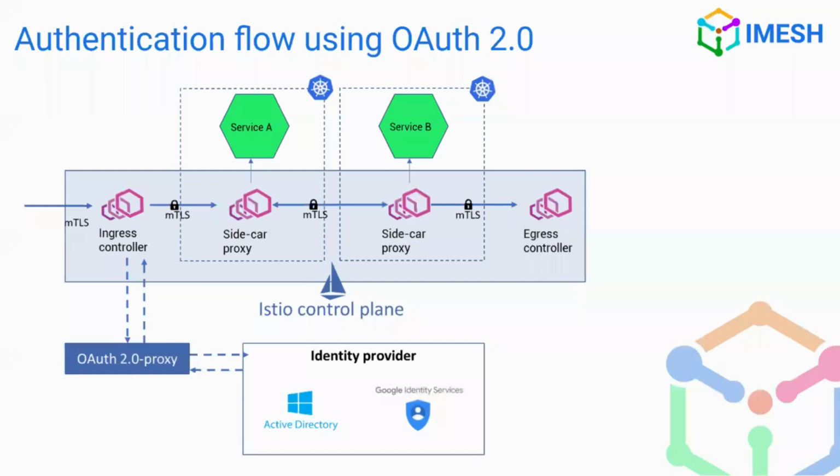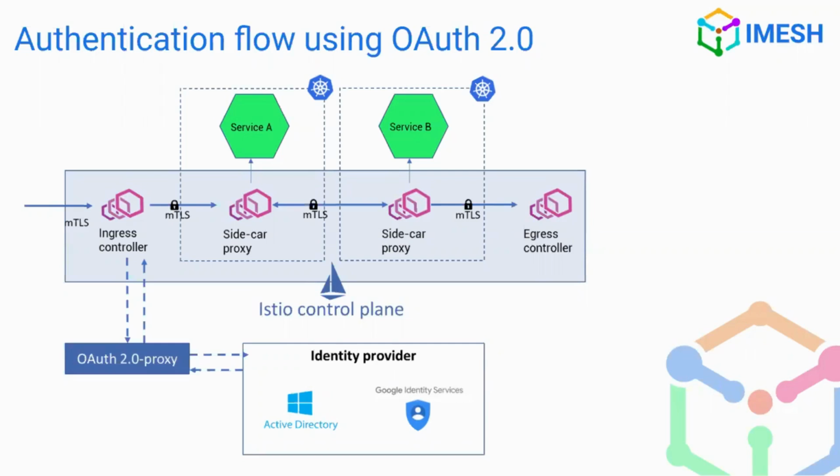Istio supports OIDC for authentication and integrates with various OIDC providers such as Google or Microsoft or even Okta. Okta is also an identity provider. It is used to authenticate users and provide them with an identity that can be shared across multiple applications.